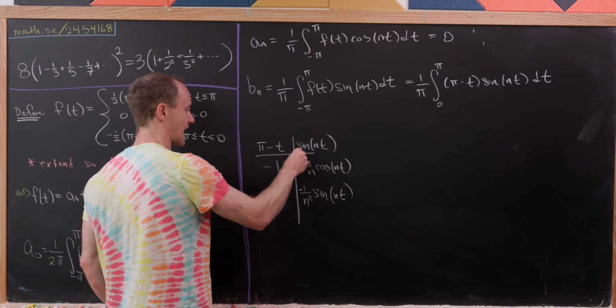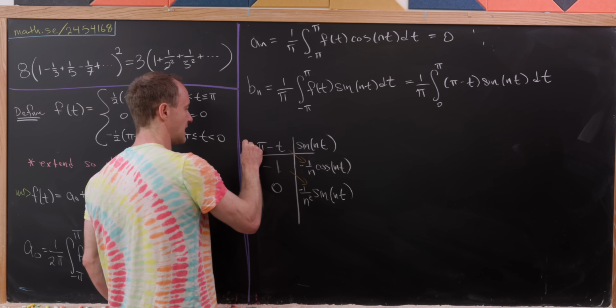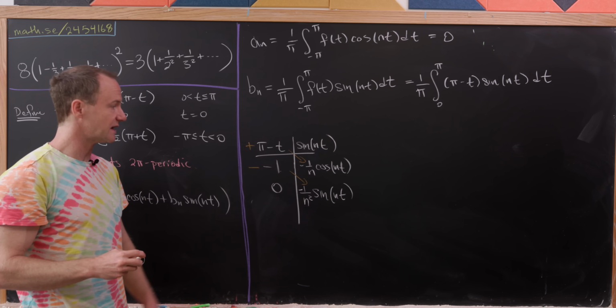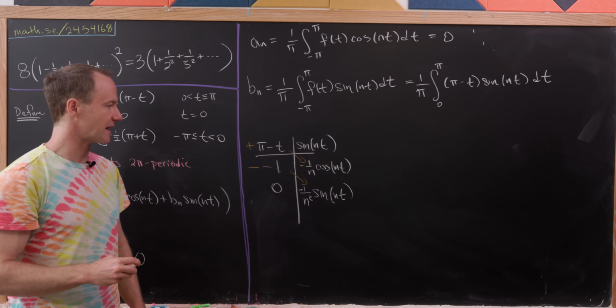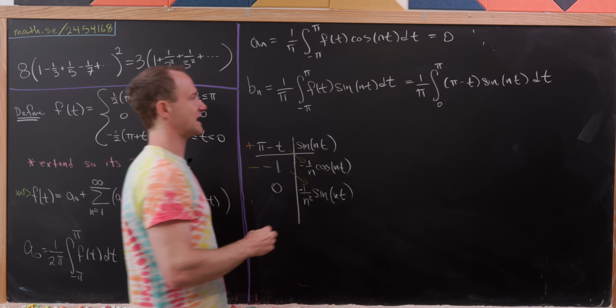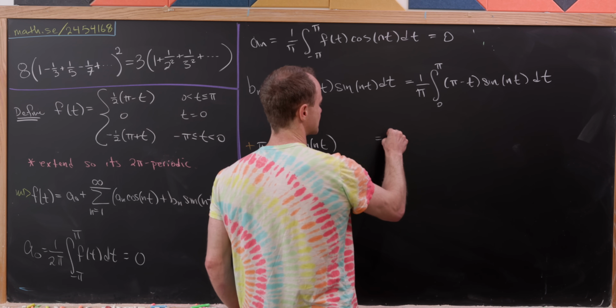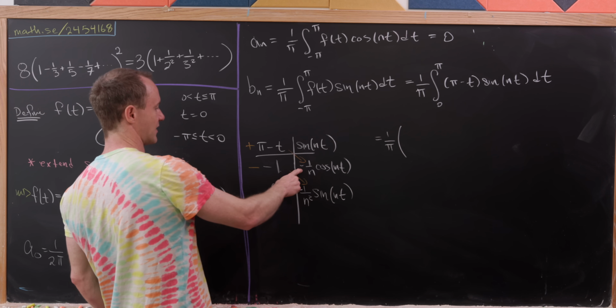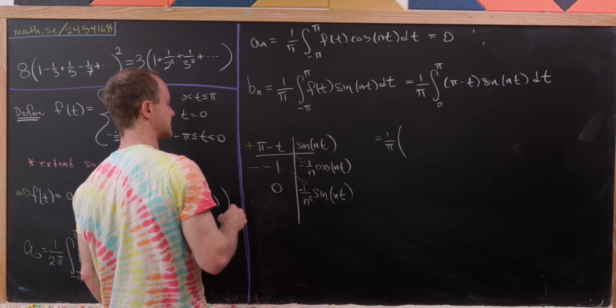And now we'll match on the diagonal and alternate the sign, and that should be what we need to take this antiderivative. Okay, so let's see if we can write it down now. So we're going to have this 1 over pi out front, and then we're going to have a minus 1 over n times this pi minus t.